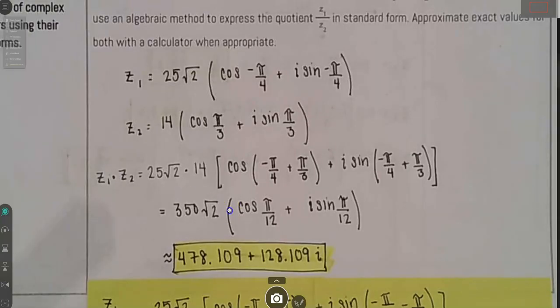Come on. Okay, so plug everything in. We've got 25 root 2 times 14 cosine of negative pi over 4 plus pi over 3 plus I sine of negative pi over 4 plus pi over 3. Negative pi over 4 plus pi over 3 is pi over 12. This becomes 350 root 2. Distribute this to each term, and you're going to get 478.109 plus 128.109I.